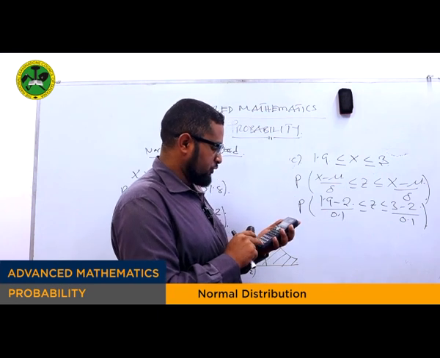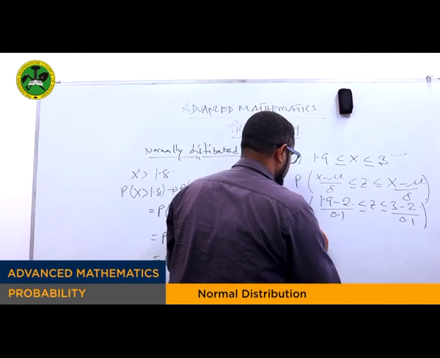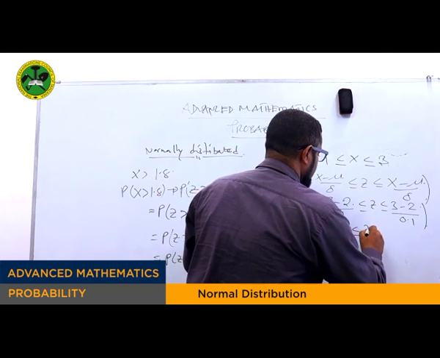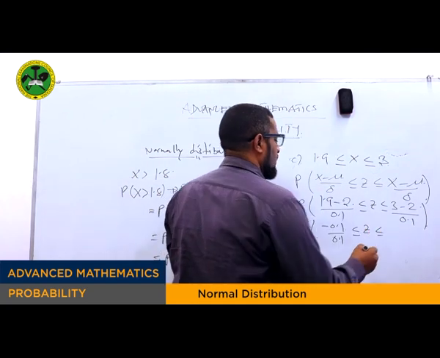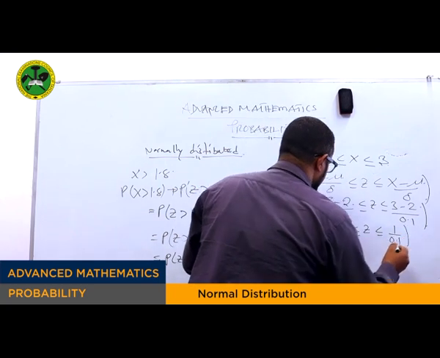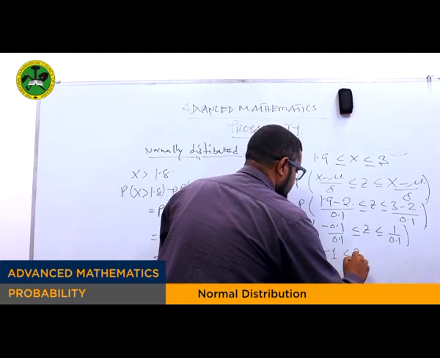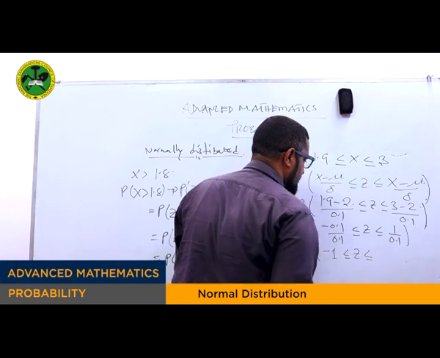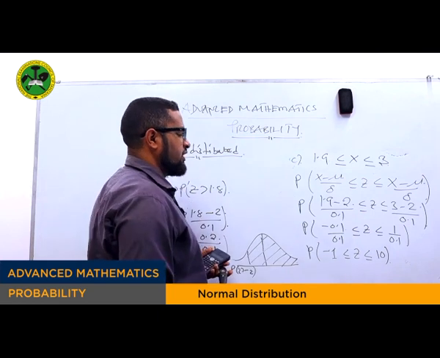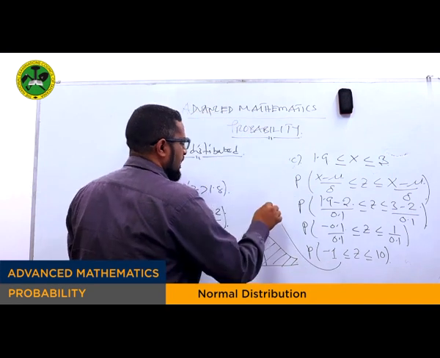1.9 minus 2 is negative 0.1, divided by 0.1, less than or equal to z, less than or equal to 1 divided by 0.1. So if you divide, you'll end up having negative 1 less than or equal to z less than or equal to 1 divided by 0.1, which is 10. That is the inequality. But how do you show this under the normal distribution curve?